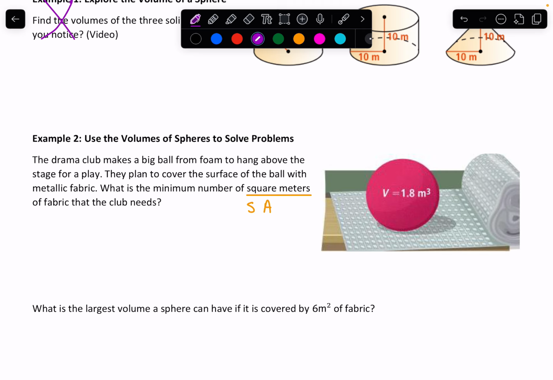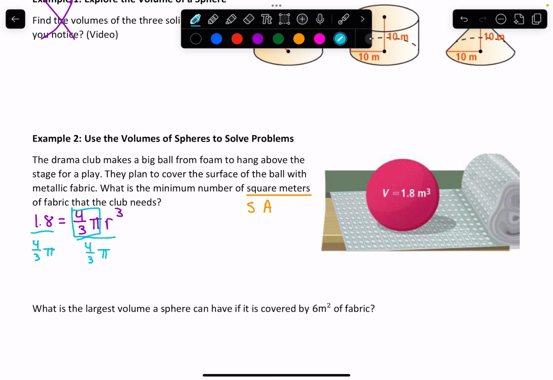So we can say the volume of 1.8 is equal to the volume formula, 4/3 pi r cubed. And we're going to break this down until we get r on its own, until we find the radius. So the first thing we can do here is divide both sides by the unnecessary stuff. In this case, the unnecessary stuff is 4/3 pi. So I'll divide by 4/3 pi on both sides.